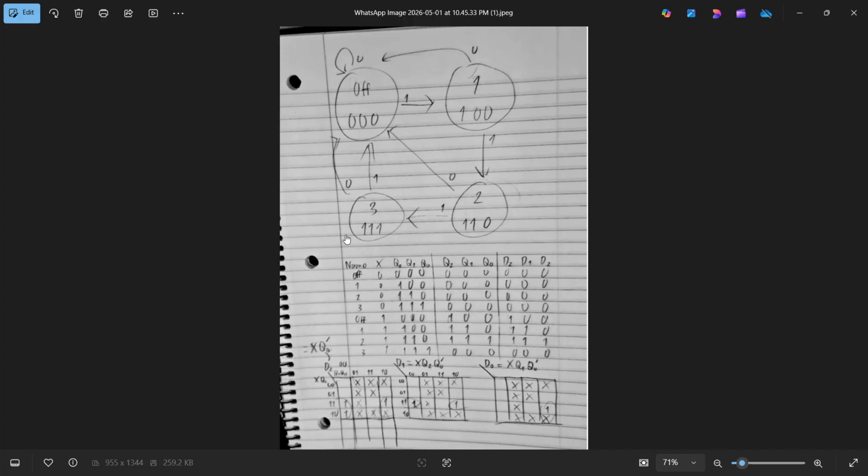Yeah, I think that's it from my side, and this completes my design and implementation of the Mustang tail light finite state machine.